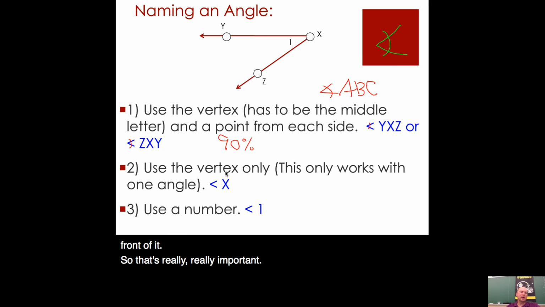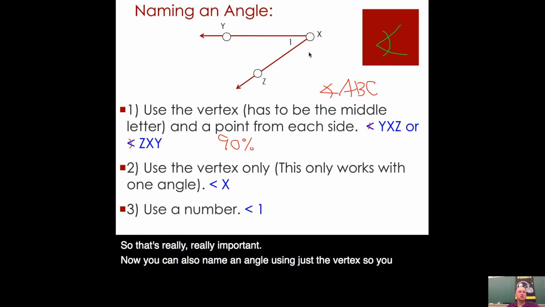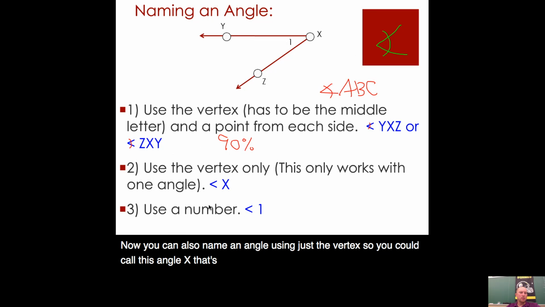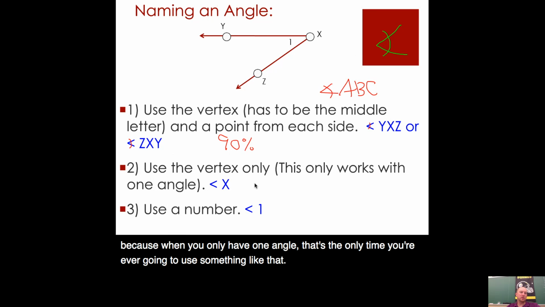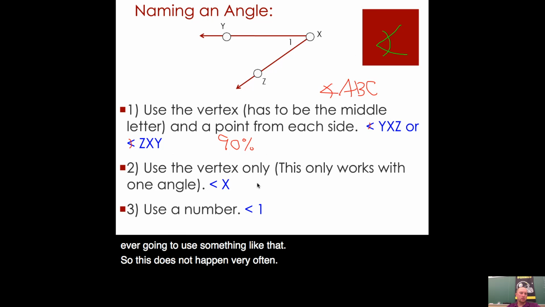Now, you can also name an angle using just the vertex. So you could call this angle X. That's acceptable. But this only works sometimes, because when you only have one angle, that's the only time you're ever going to use something like that. So this does not happen very often. Obviously less than the remaining 10%. Probably, this would be like 1% if I had to guess. You might name an angle using one letter 1% of the time.